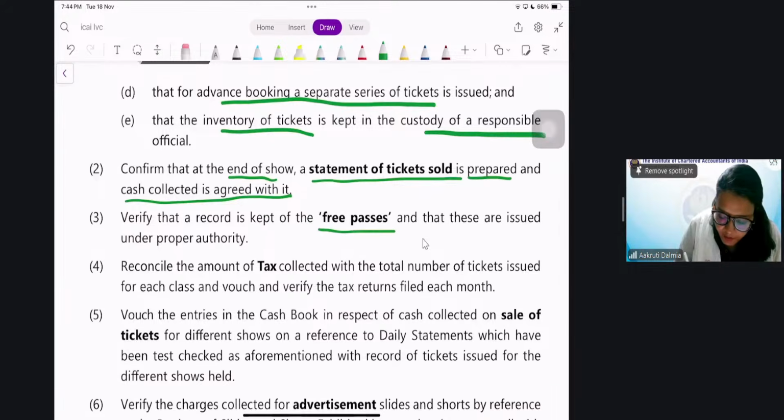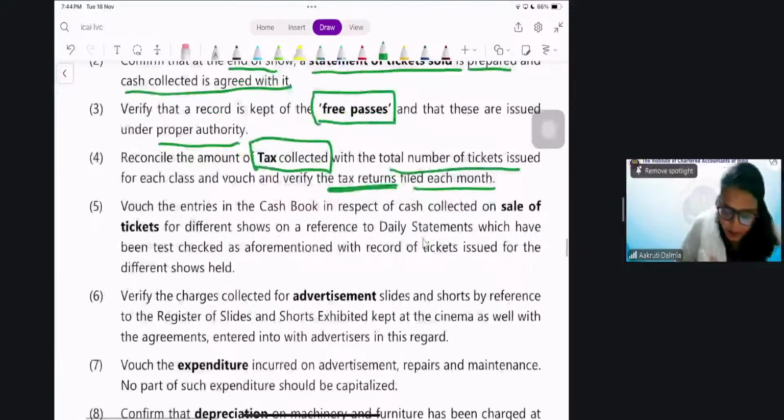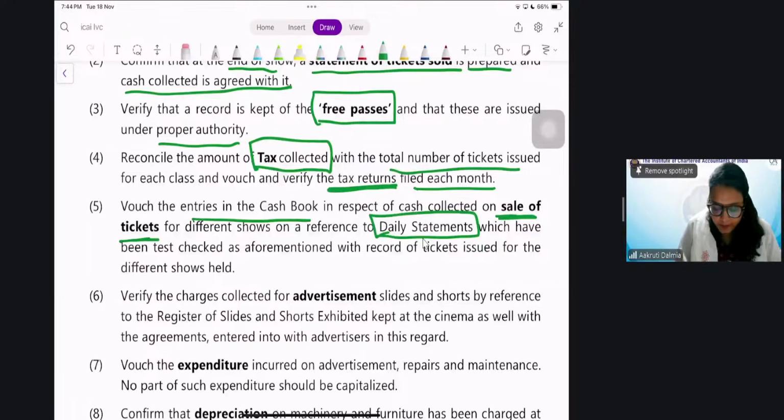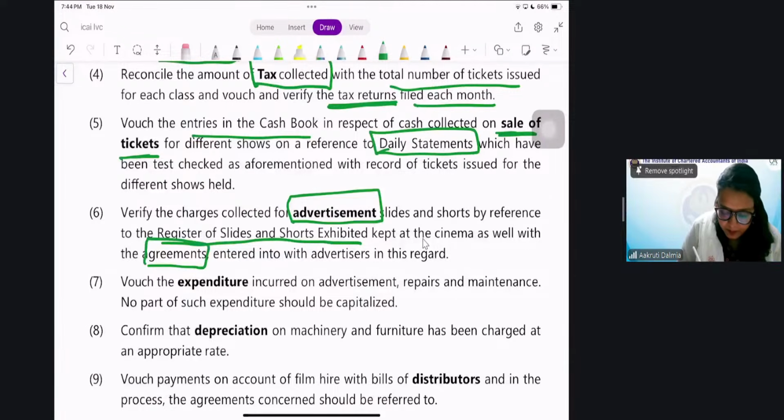Verify that a record of free passes issued is properly there under proper authority. Reconcile the tax collected with the total number of tickets issued and verify the tax returns filed each month. Verify entries in the cash book in respect of cash collected in the sale of tickets for different shows and verify with daily statements. Next, verify charges collected from advertisements and shots by reference to the register of slides and shots exhibited at the cinema, as well as agreements. You can check the agreements with the advertisers.